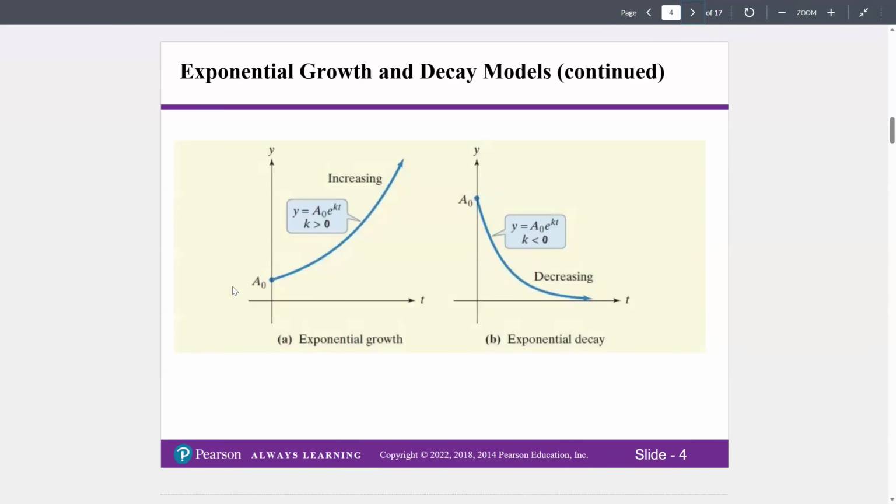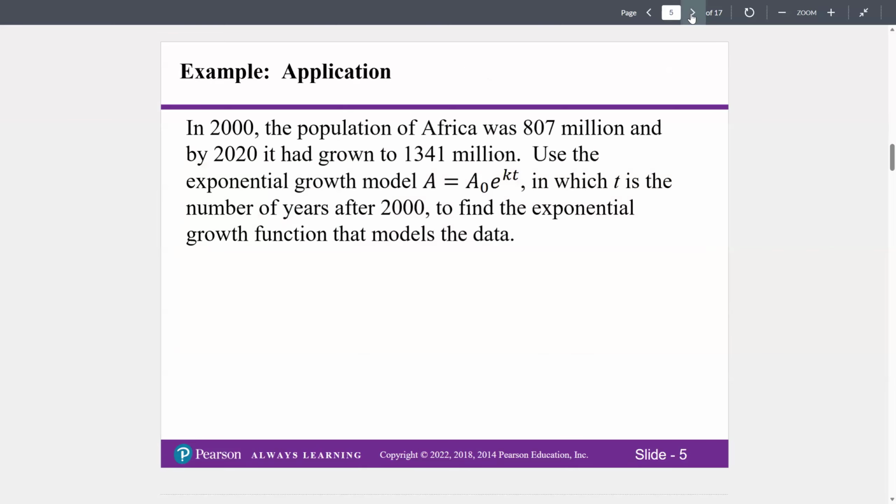Now here, we've got A sub 0 e to the kt. If k is positive, then we should see an exponential equation that's growing, so we get exponential growth. If k is negative, we should have something that's decreasing, so we have exponential decay. So we're going to start working on some application problems.